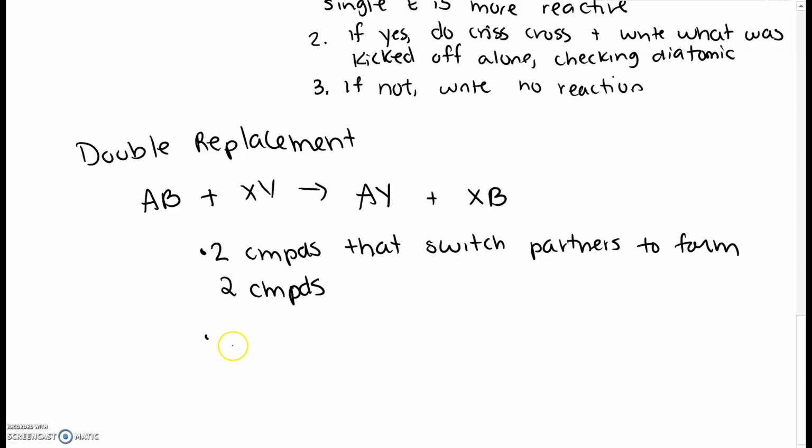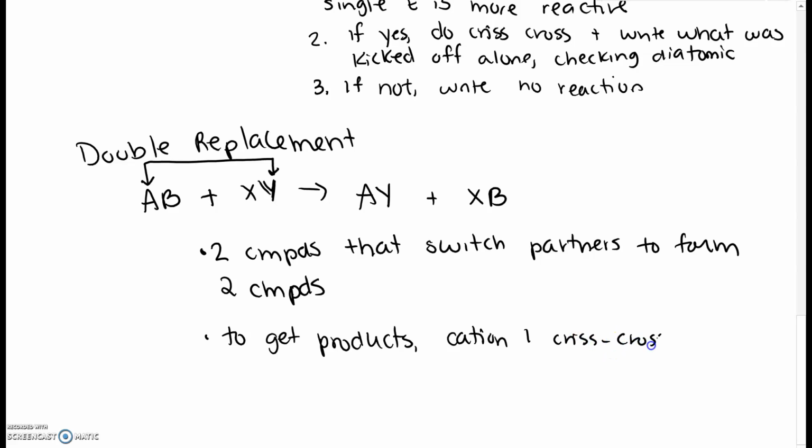And then to get the products, you're going to go the outside are going to form. Okay, so cation 1 will crisscross with cation 2, or sorry, anion 2, and then you'll do the inside, where cation 2 is going to crisscross with anion 1.